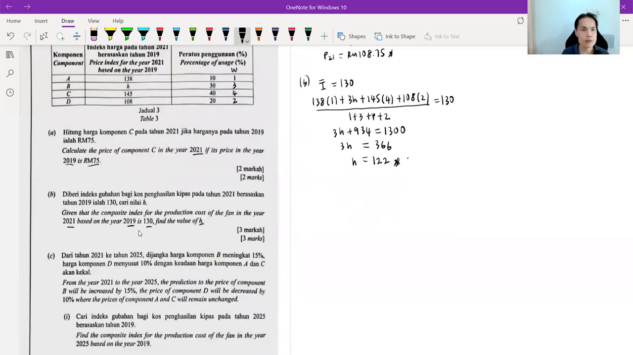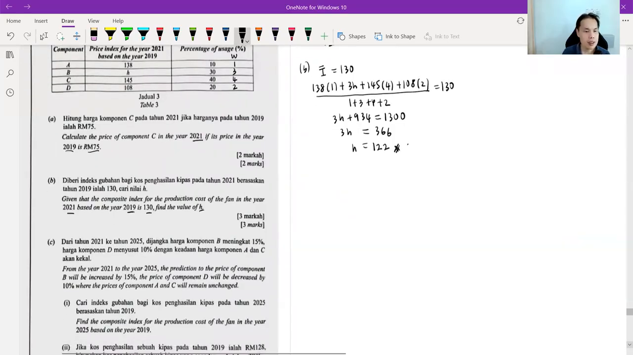From the year 2021 to 2025, this component B increased by 15%. Okay, maybe I write here. This is 2021 to 25. When it increased by 15%, the index is 115. Okay. Component D decreased by 10%. Decreased by 10% is 90.